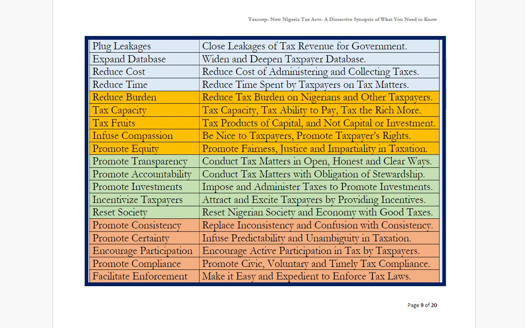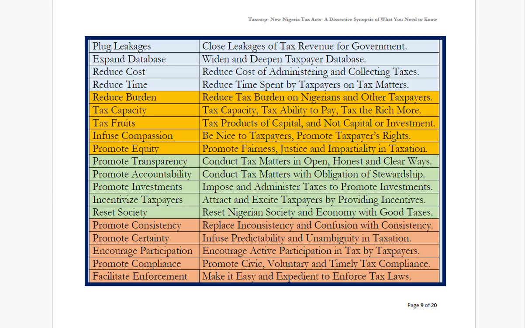Reduce burden. Reduce tax burden on Nigerians and other taxpayers. Tax capacity. Tax ability to pay. Tax the rich more and not the poor. Tax fruits. Tax products of capital. Tax fruits are not capital and not investment. Infuse compassion. Be nice to taxpayers.